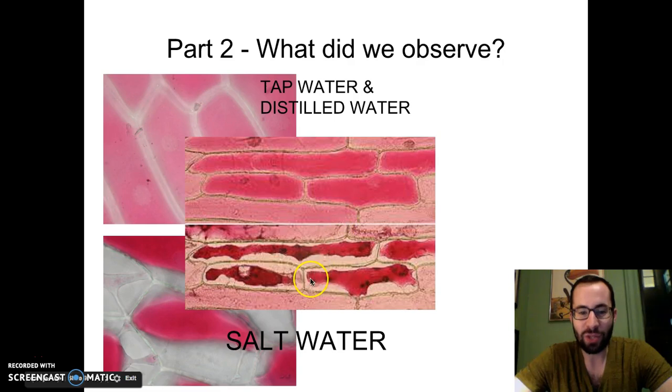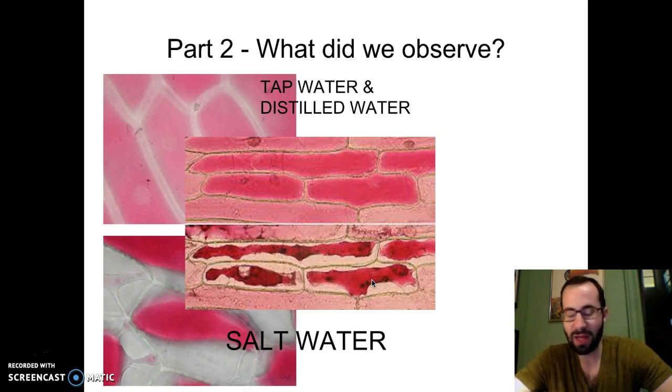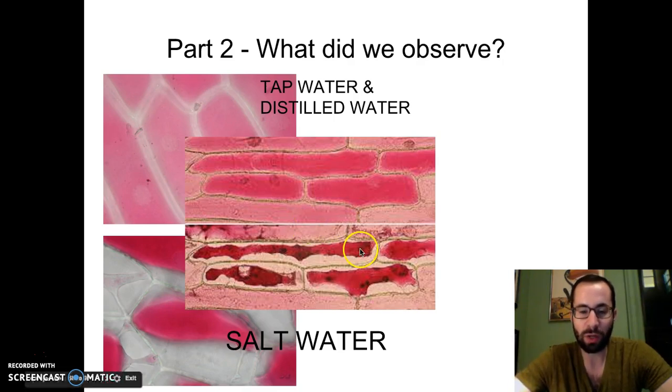When we added the salt water solution to the onion cells, they lost water, which means that osmosis occurred. And osmosis is just a special word for the diffusion of water. And which direction did the water go? Well, the water left the cell. How do we know that? Because it shriveled up. The cytoplasm is made primarily of water, and that must have meant that there was a higher concentration of water inside the cell than there was outside of the cell.